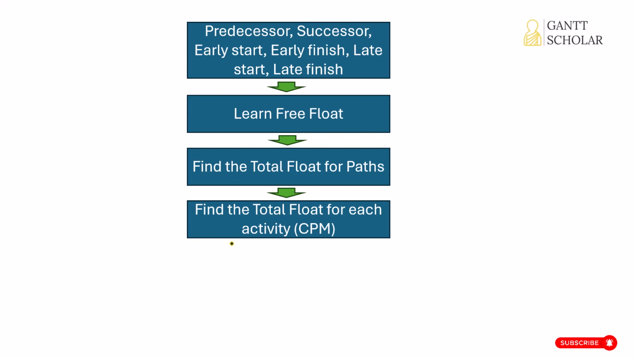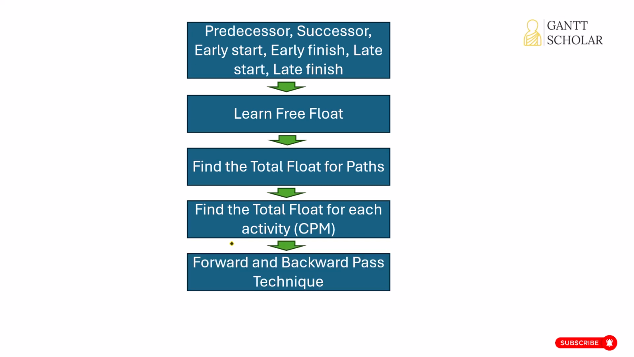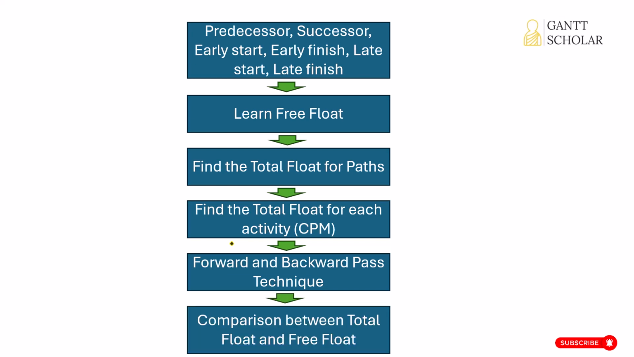So this is about critical path method, otherwise called as CPM. To learn CPM method or critical path method, we need to learn something called forward pass and reverse pass technique. So this is another tricky concept inside scheduling. So we will cover this in detail with an example. And finally, we will compare the differences between total float and free float. Okay, so that's about the agenda of this discussion.